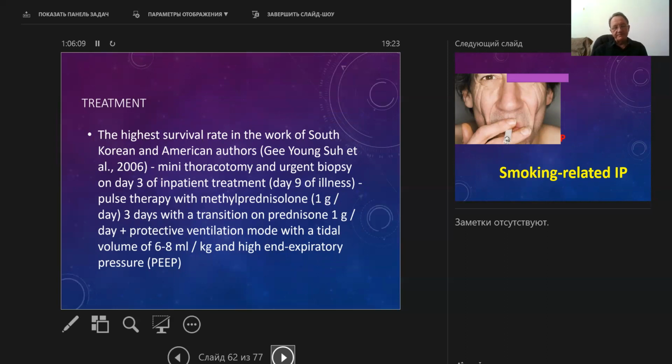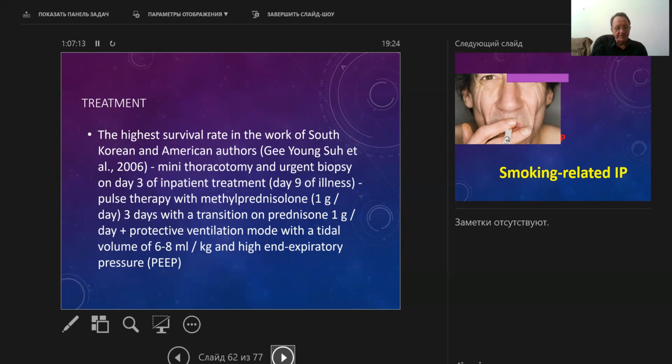As for treatment, according to the experience of a South Korean physician and an American author, after mini thoracotomy and urgent biopsy, the patient was treated with pulse therapy of methylprednisolone, 1 gram per day for 3 days, then prednisolone, plus protective non-invasive ventilation with low tidal volume, 6-8 milliliters per kg, and high end-expiratory pressure. And the survival rate was highest.